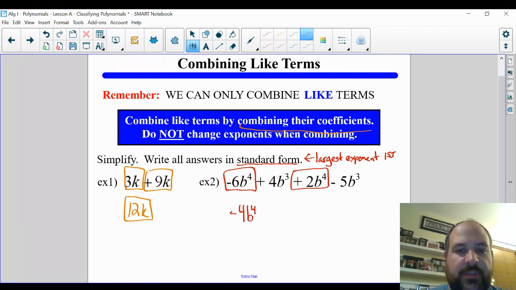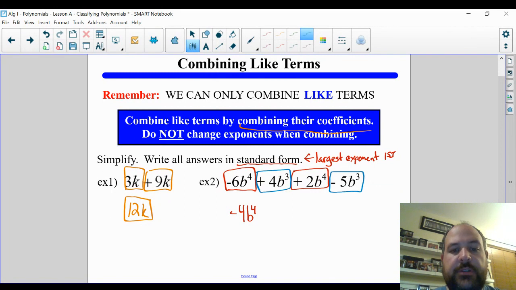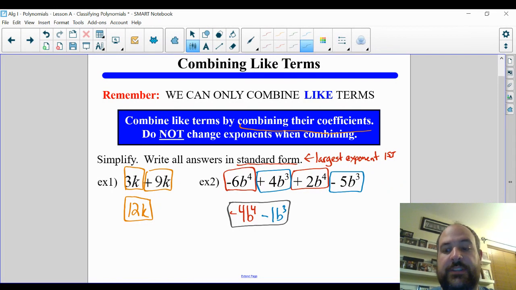Then I'm going to do the same thing with the smaller exponent terms. Positive 4b to the third and negative 5b to the third, which means when I combine those, positive 4, negative 5, that's negative 1. So negative 1b to the third, or if you just want to write minus b to the third, that works as well. I can't combine these two things because b to the fourth and b to the third are not like terms. So we're going to leave that as our final answer.